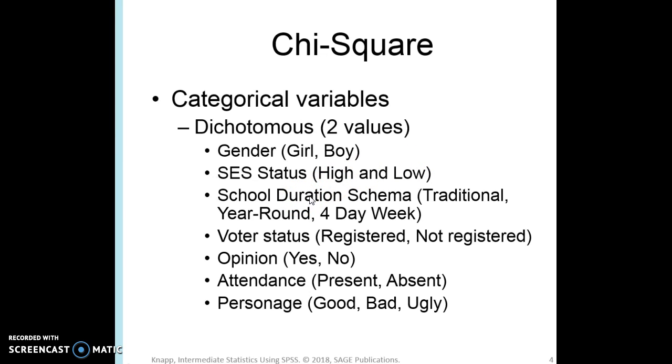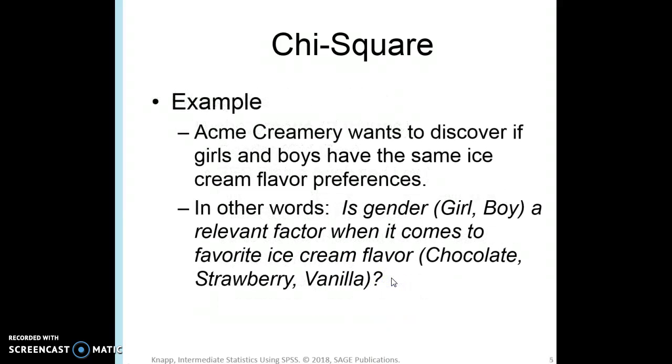Here are some that would be called polychotomous: school duration schema. You have the traditional, year-round, or in this case, the 4-day week. That's trichotomous, I guess. And you could come down here and look for another one, personage: the good, the bad, and the ugly. Well, it can be either way.